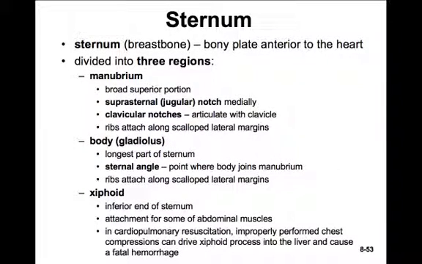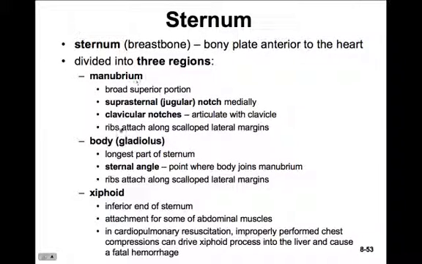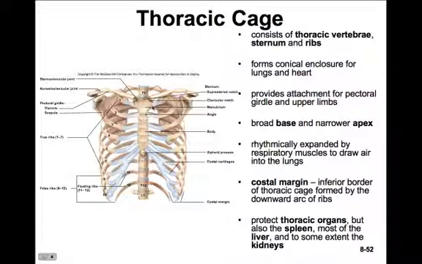The sternum is the breastbone. It's a bony plate that's anterior to the heart. You can see it right here. It's divided into three regions: the manubrium, the body, and the xiphoid. The manubrium is the superior portion that we see right here. It has a suprasternal jugular notch at the top and clavicular notches on each side for the clavicles to join. And the first two ribs will attach to parts of the manubrium.